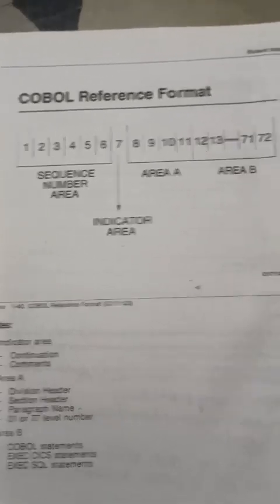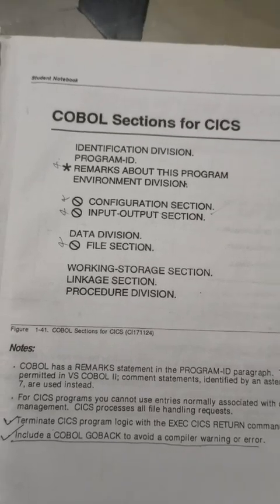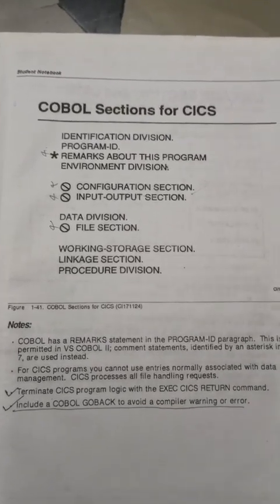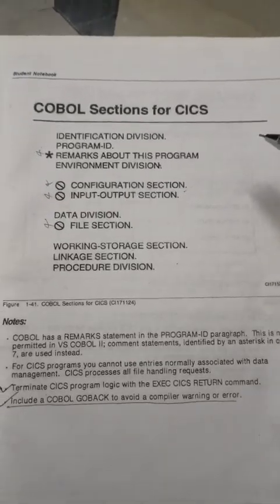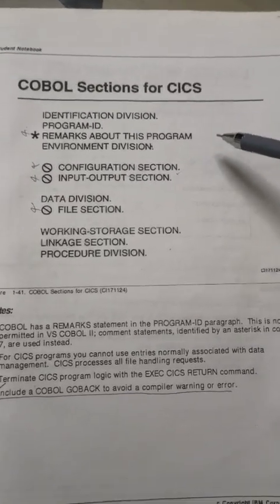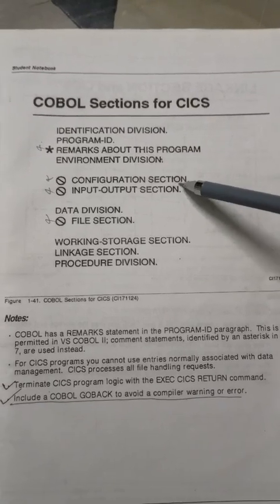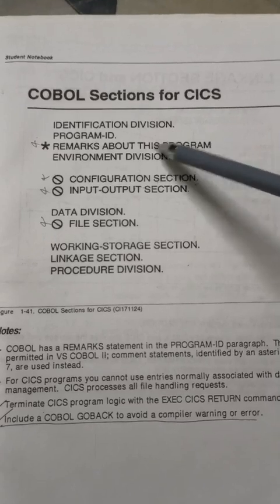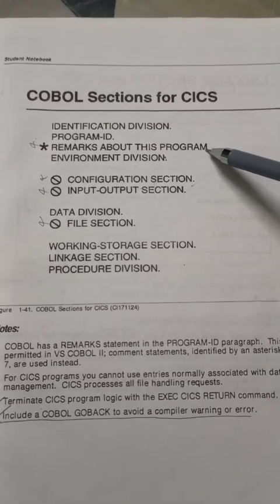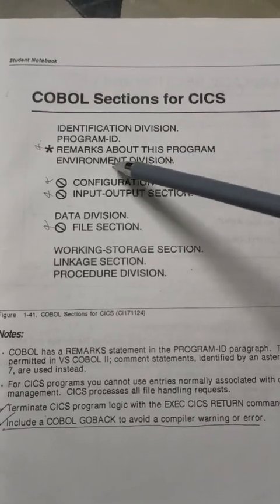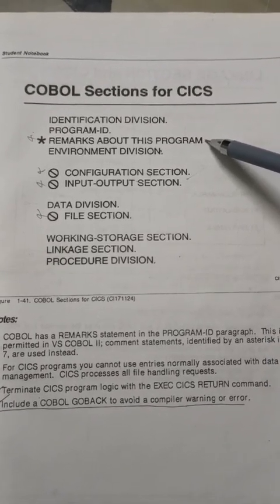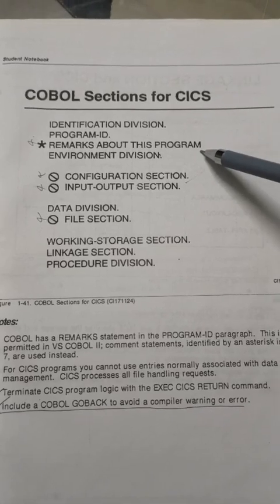Next, this is one of the important topics: in CICS we should not code certain sections. Some sections are not allowed in CICS. What are they? The configuration section and input-output section should not be coded. And in a general COBOL program we code some statements like the program definition. After the PROGRAM-ID I mention a remark about the program, what the program is doing. Generally we code this in a COBOL program, but in a CICS program this statement is also not allowed.